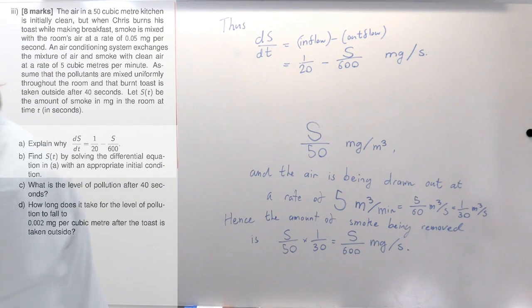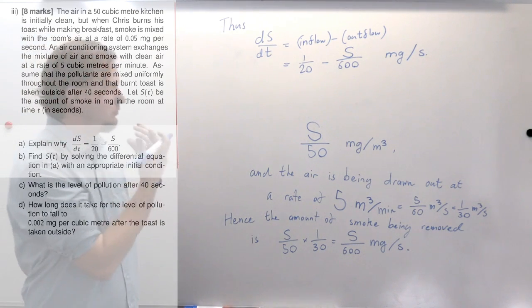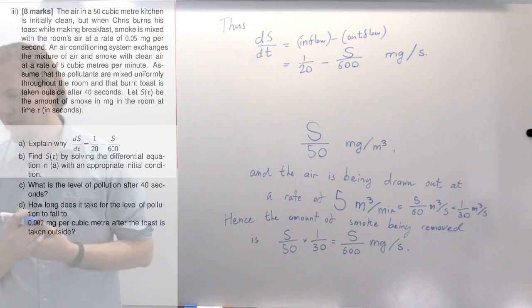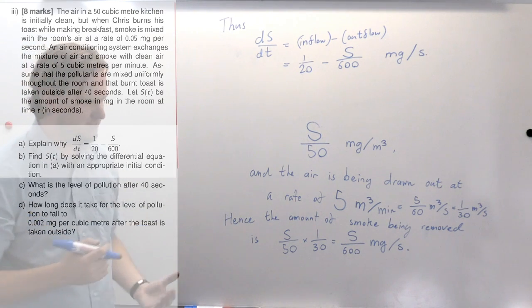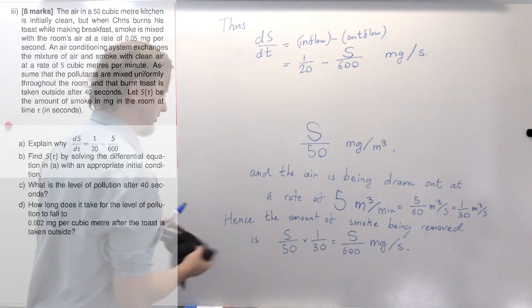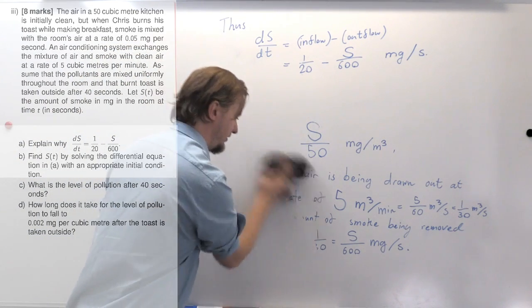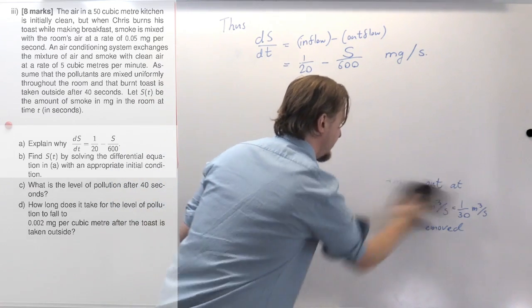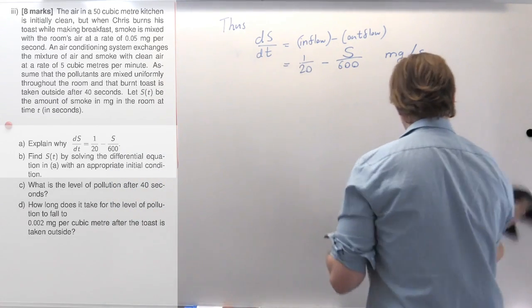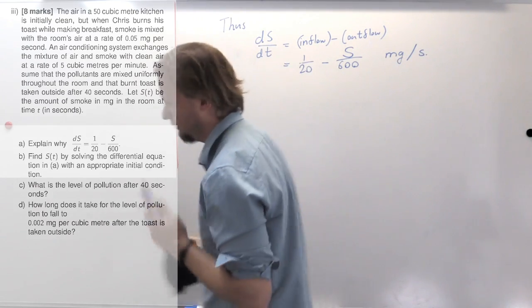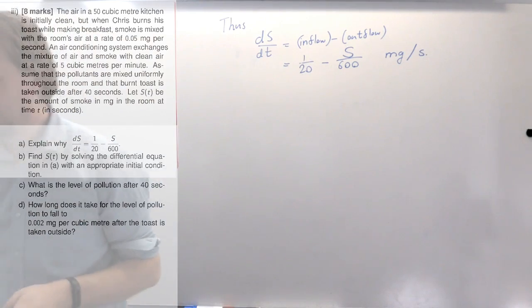Now, even if you can't explain where the model comes from, you should be able to apply the model. So we have to solve this differential equation with an appropriate initial condition. We didn't tell you what the initial condition was, but it should be clear from the text. That's why this question is worth so many marks, because there are so many parts of the question which just aren't told to you and you need to pick up from the text.